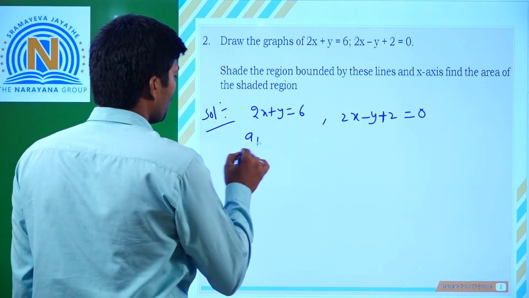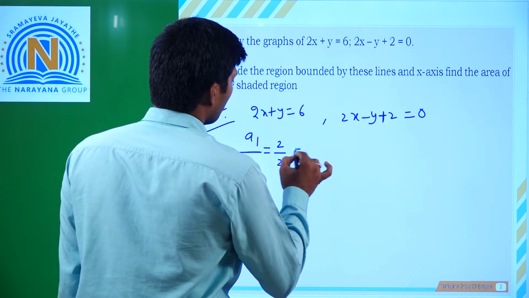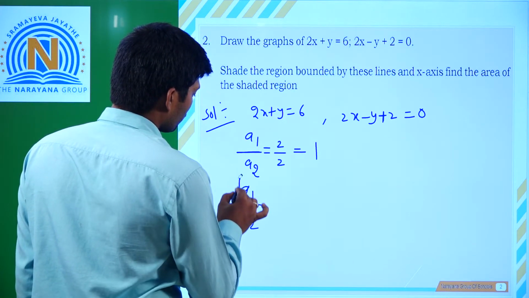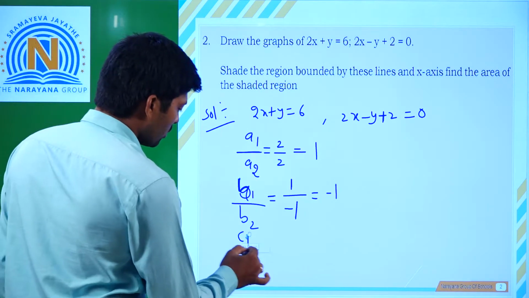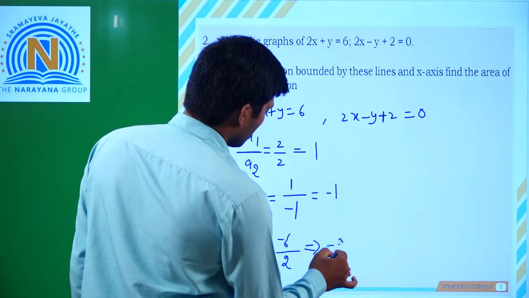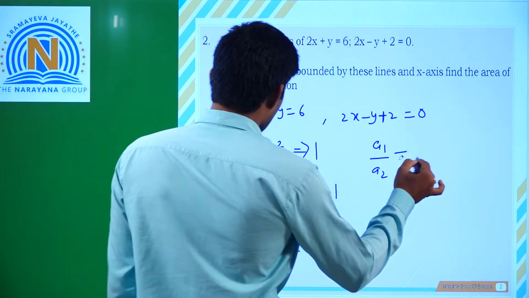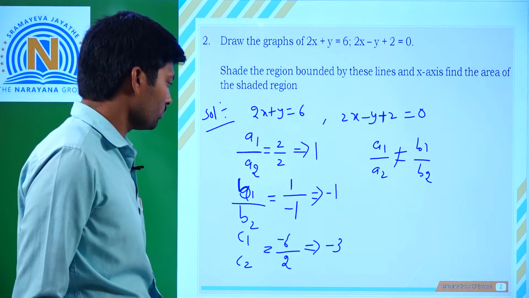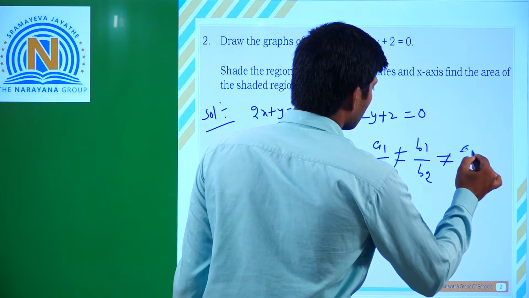First of all, you have to find a1 by a2, the ratio of the coefficients. a1 by a2 is equal to 2 by 2, which becomes 1. Next, b1 by b2 is 1 upon minus 1, which becomes minus 1. And c1 by c2 is minus 6 by plus 2, which is minus 3. From these 3 ratios, I can write a1 by a2 is not equal to b1 by b2. What about c1 by c2? This is also not equal to c1 by c2.